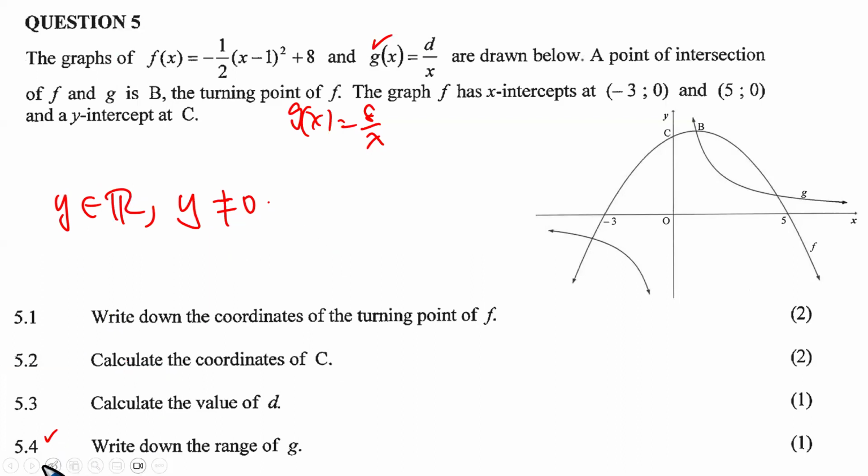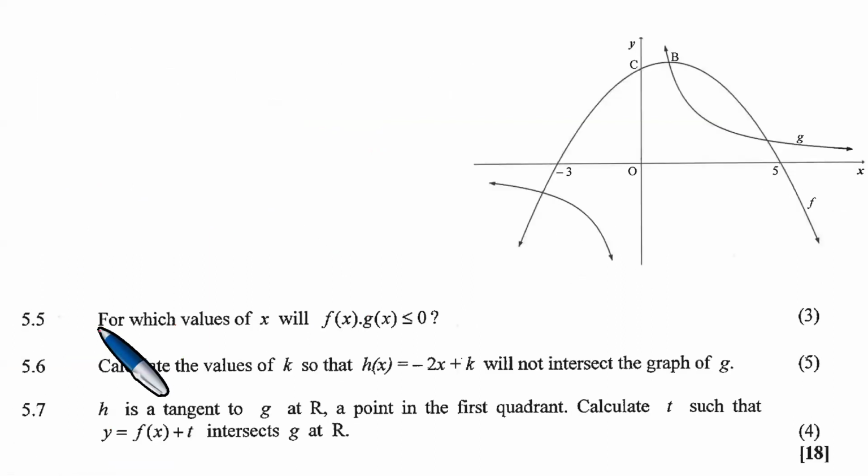So we continue with the next question. The next question is 5.5. For which values of x will the product of the two functions be negative? So we want a negative times a positive, and the result is negative, or a positive times a negative, which is negative.